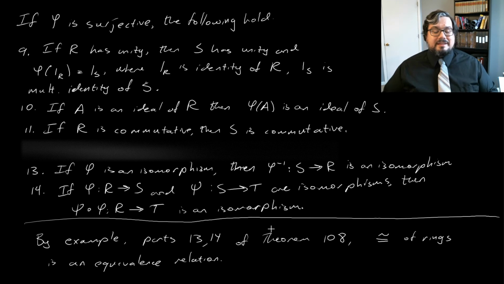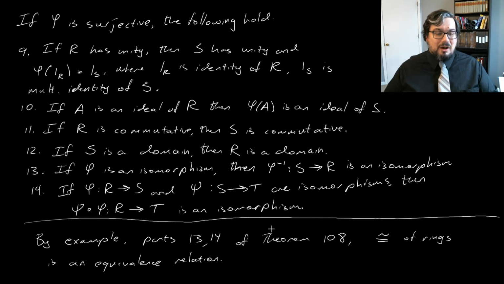We saw in the example that every ring is isomorphic to itself, so isomorphism is reflexive. Statement 13 here says that if R is isomorphic to S, then you can just take the set theoretic inverse of one of those isomorphisms and get an isomorphism from S to R. So if R is isomorphic to S, then S is isomorphic to R.